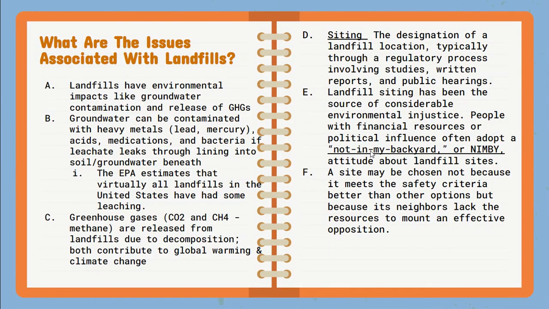So what are some of the issues associated with landfill use? Landfills can have impacts on groundwater, and they can also release greenhouse gases. Those would be the two big ones. Groundwater contamination can occur with heavy metals like lead and mercury, even acids, medications, bacteria, right? Really, it depends on what's being disposed of in the landfill is what the contamination may wind up being. Now, the EPA estimates that virtually all landfills in the United States have had some form of leaching into groundwater. So this is something that we are continuing trying to improve upon.